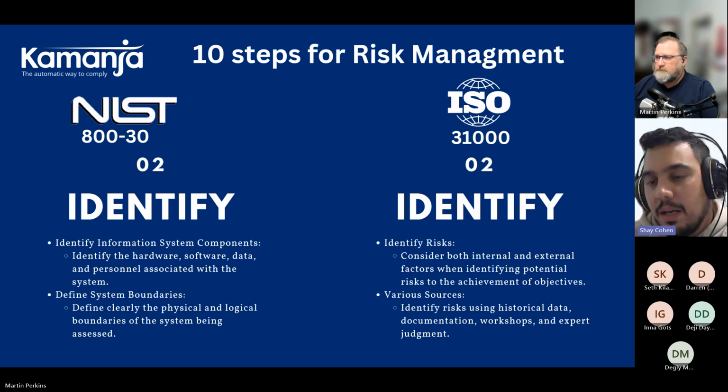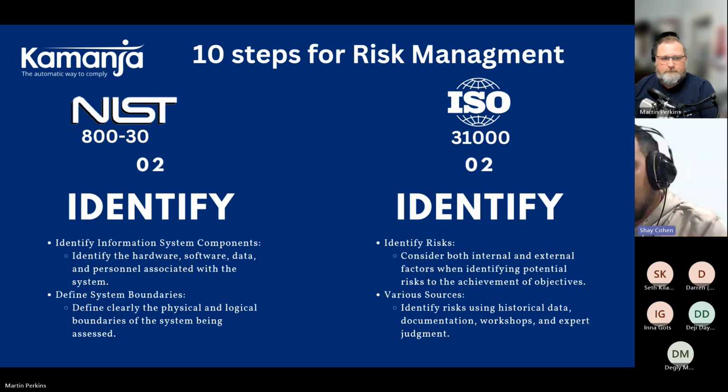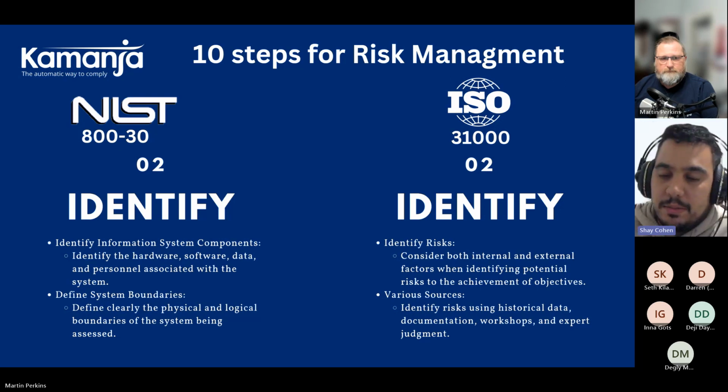From the other end, step 2 on the ISO is to first of all understand the whole process. Let's understand if we have internal risk or external risk. Let's put it on a list. Let's understand where the sources are, where they came from, and only right after that.